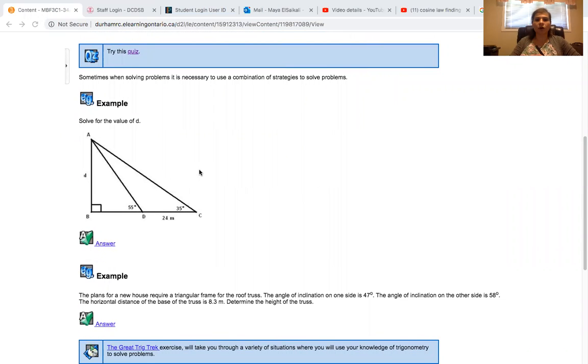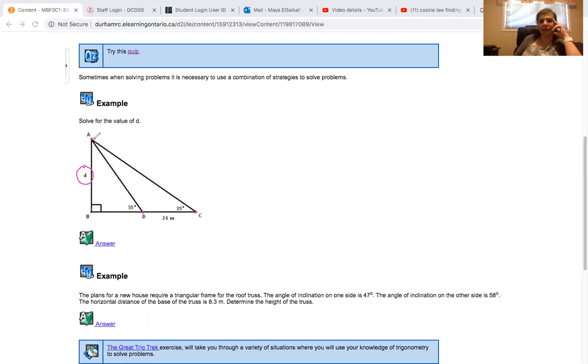It's asking you to solve for the value of D. If I'm looking at this, I see triangle ABD, which is this right angle triangle. I see triangle ABC, so the bigger triangle, the bigger right angle triangle. And I see AD and C. Now, if I'm looking at ABC and ABD, they're both right angle triangles.